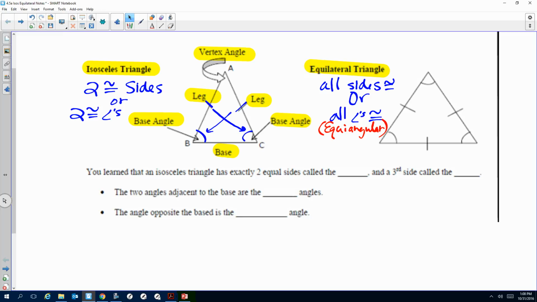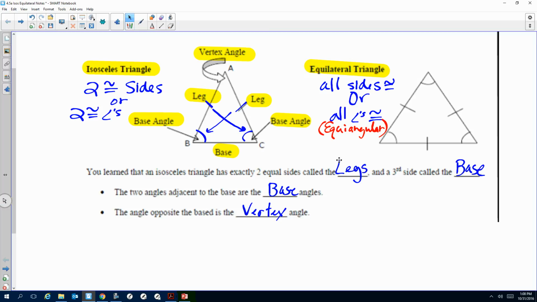All right, we hopefully learned by now that if it's an isosceles triangle, then there are exactly 2 equal sides, and those sides are called legs. And the third side is called the base. Okay? The 2 angles adjacent to the base are the base angles. And the angle opposite the base is the vertex angle. We're going to make sure you can identify those and use that in some problem solving.